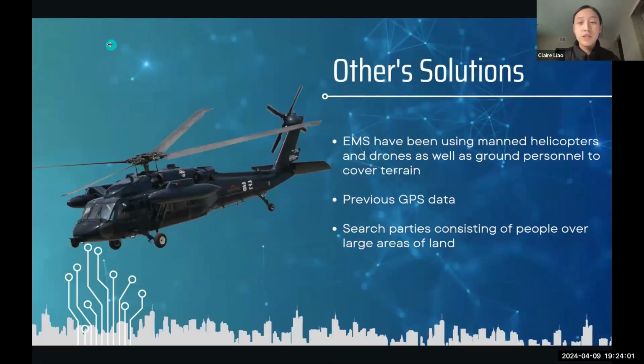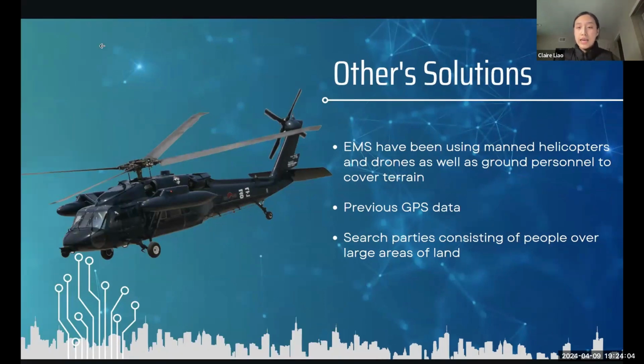And other people's solutions were to use manned helicopters and drones as well as ground personnel to cover the terrain. And as you can see, a lot of manpower is wasted. And secondly, another solution could be using previous GPS data. The main problem with using previous GPS data is that there may be a lot of natural changes in the environment, which can render it ineffective in trying to find the missing person when their life is in danger. And thirdly, another solution may be using search parties consisting of people in large areas of land. And again, it's a waste of manpower and the area they have to cover is really wasteful of time.